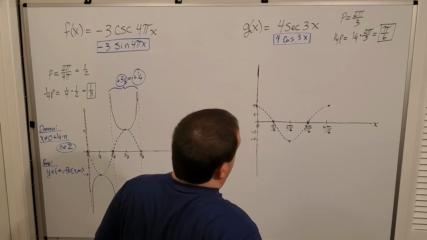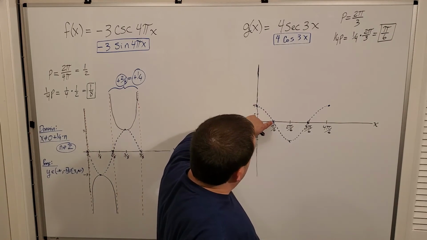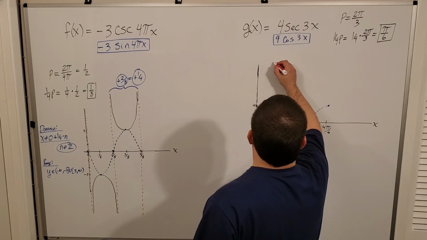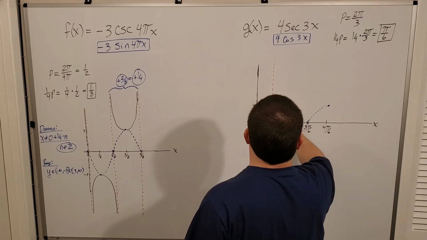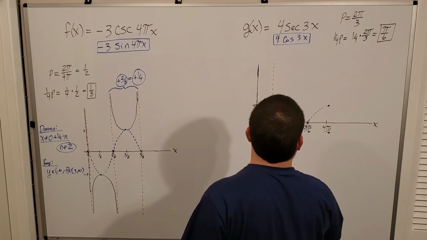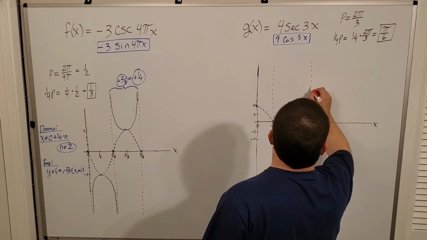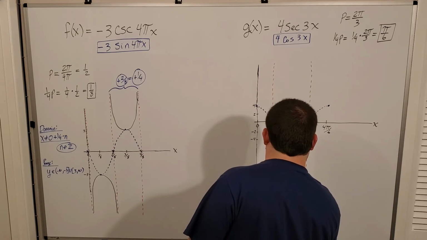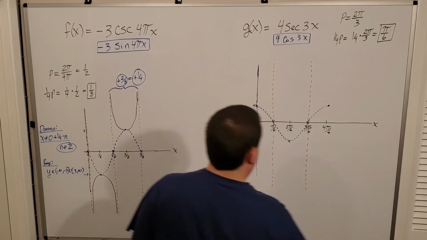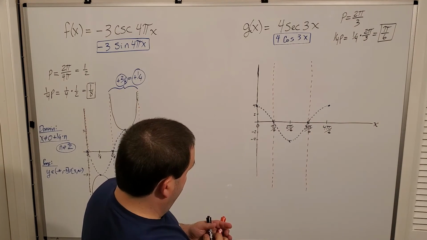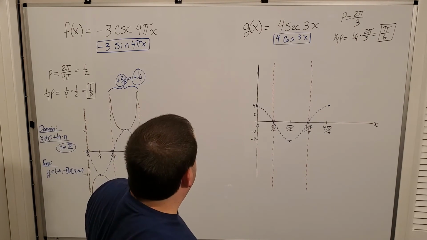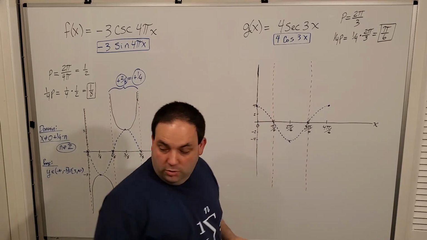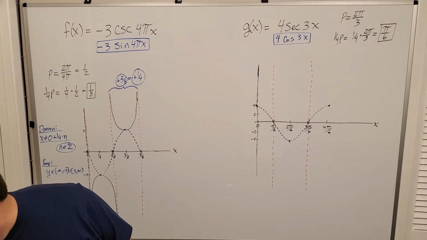Let's put in the asymptotes, right? The asymptotes are going to be wherever it crosses the center line. I'll go ahead and draw these a little bit lower. Okay, so then for my secant graph here, I'm just going to want to hug those walls and kiss the peaks, right?